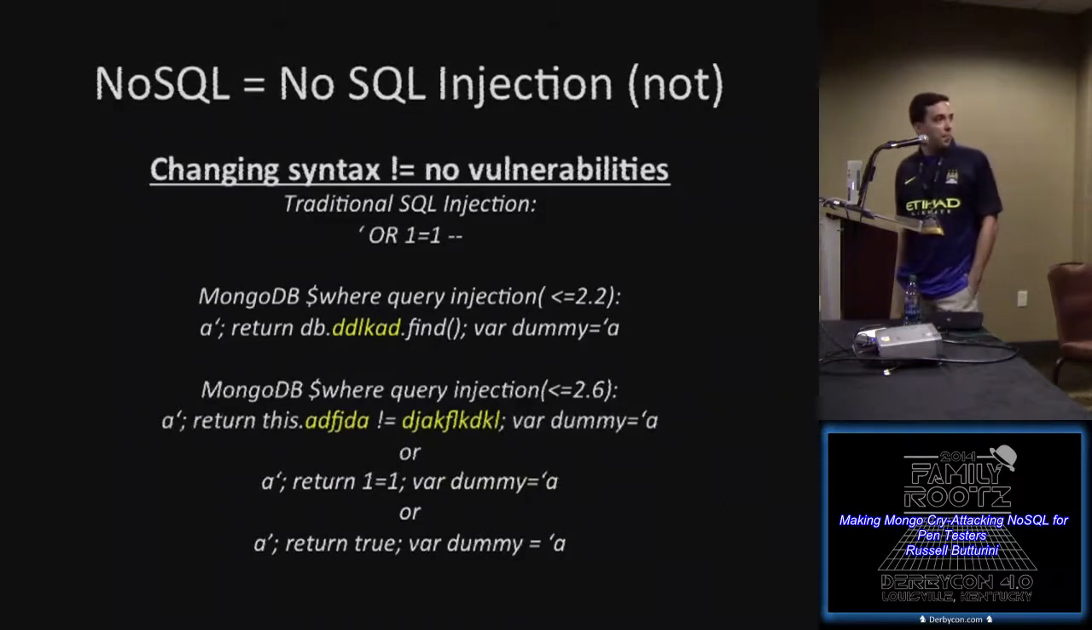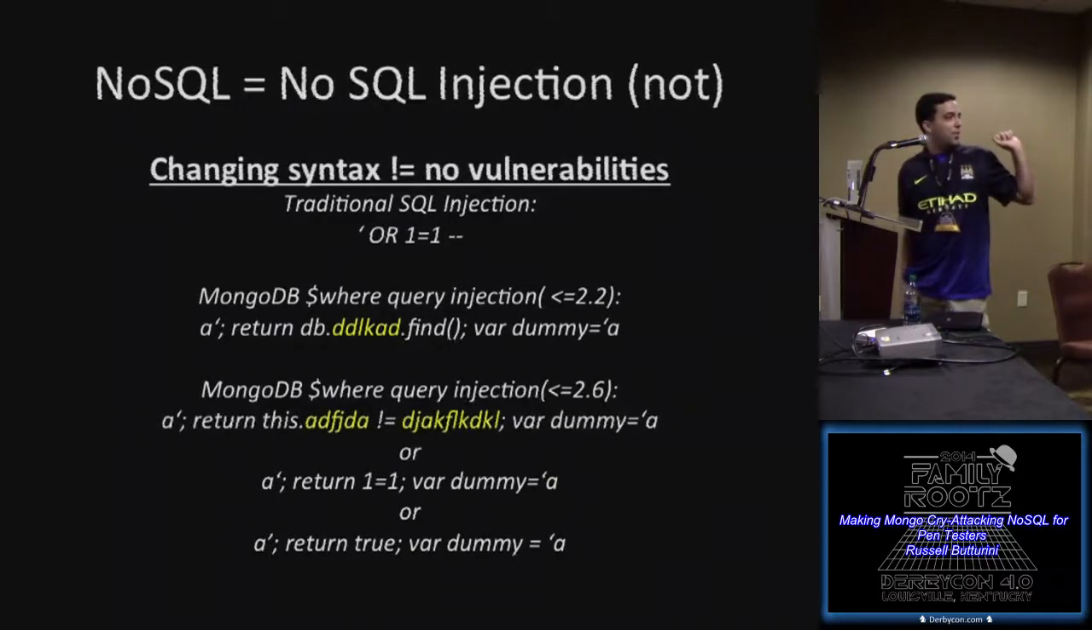So, even though they took out the XDB class, they left a hole where any value which evaluates to true, and you say return true, will return every record in the database. So it didn't really solve anything. So you can do this.